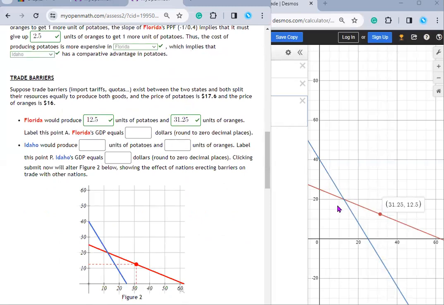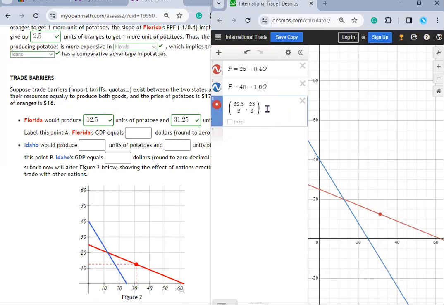All right. What is Idaho going to do? Okay, so I'm going to create another point for Idaho. Let me go ahead and just copy this, and I'll paste it right here. Okay, now I got to create another point, right? Now, what about Idaho? Well, if Idaho devotes half its resources to producing potatoes, it'll produce 40 divided by 2 potatoes, right? And then if it devotes half the resources to producing oranges, it'll produce 25 divided by 2.